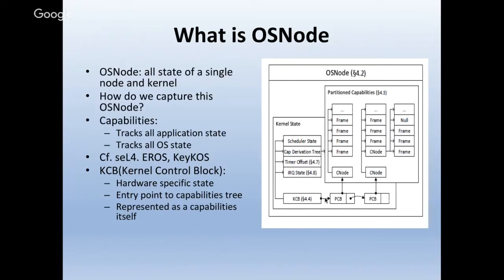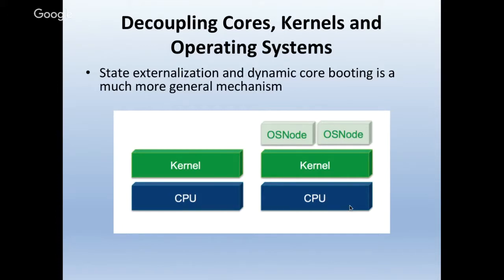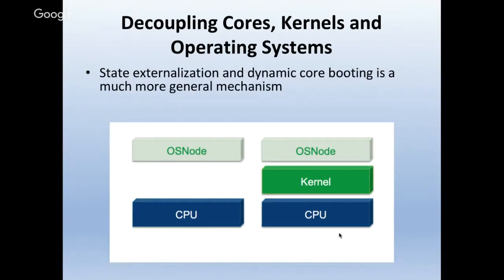Therefore, we add the KCB, or kernel control block. The KCB combines some states that don't need to persist across a kernel start. The KCB is also a capability itself, meaning we now have a representable handle in the system to move the entire per-core state in or out. So this method of state externalization and dynamic core booting is a much more general mechanism because we are now able to move the per-core state around internally in our system, and we can also replace the kernel dynamically on the needs of the OS.